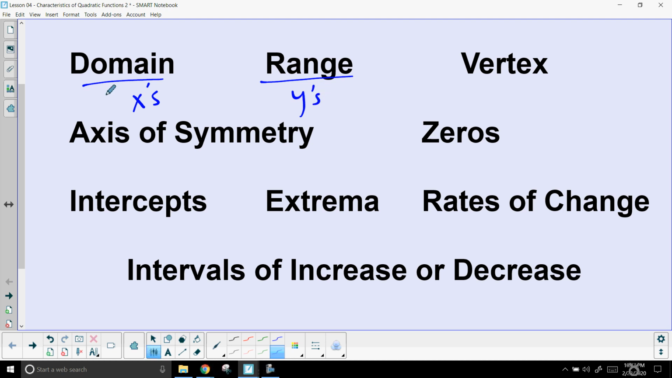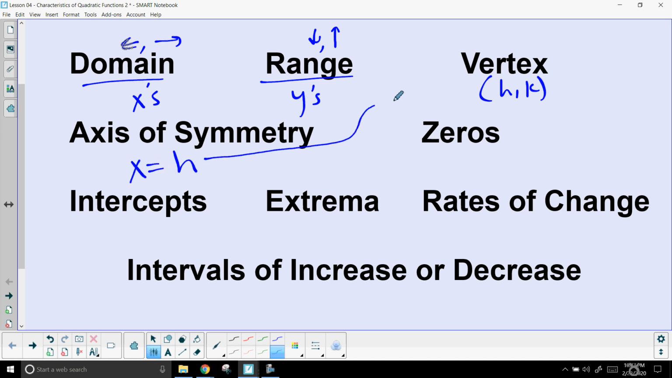When you're looking for the domain, remember you're going to look left and then right. Range is down and then up. Least to greatest, least to greatest. Vertex, remember, is your (h, k). We're going to see that several times. Axis of symmetry is going to be x equals whatever that h is. Okay, zeros, same thing as roots or solutions, all the same thing.